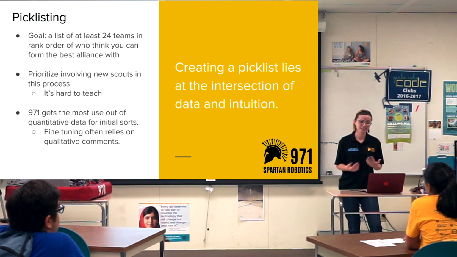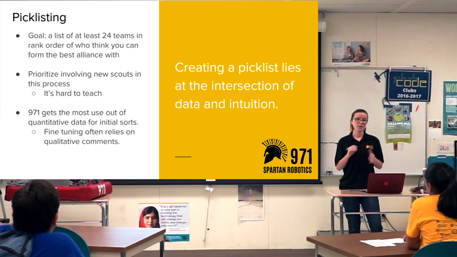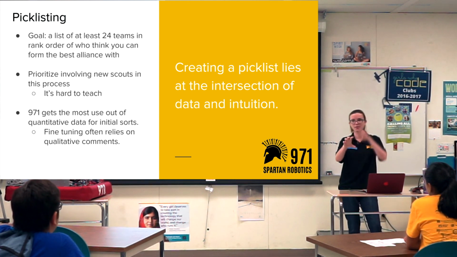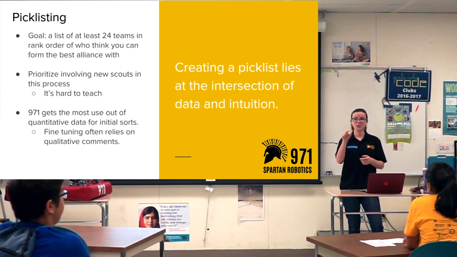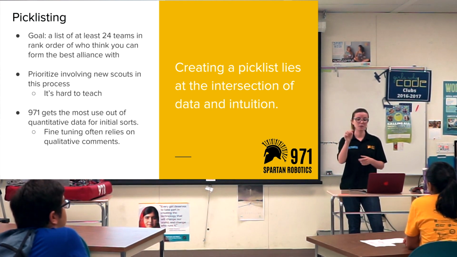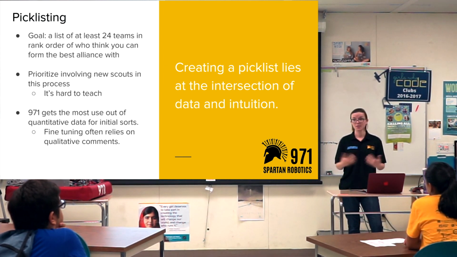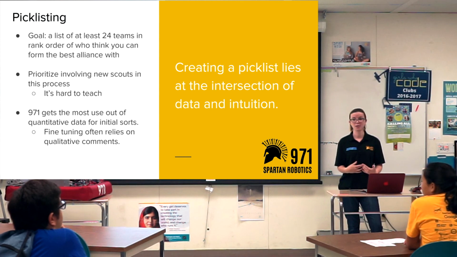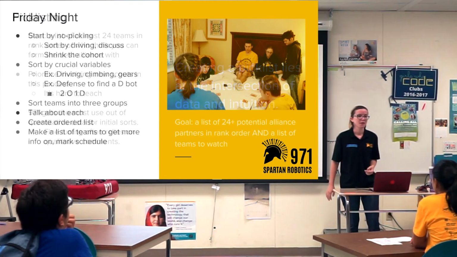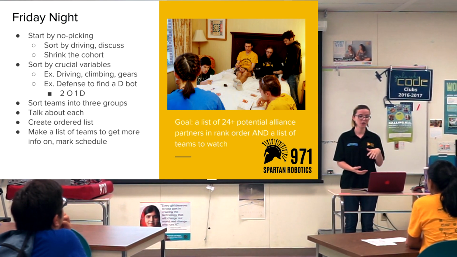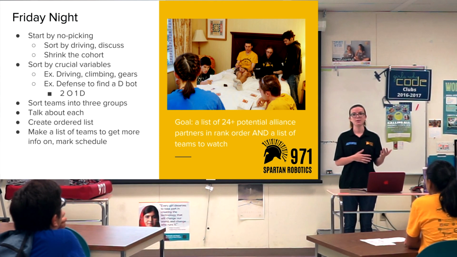And just a note on 971, we get the most use out of our quantitative data for initial sorts, just kind of seeing the rough categories of who's putting up the most points and who's got the best driving and that kind of thing. For the fine-tuning sorting within those broader categories, we rely a lot on qualitative comments. That's sort of just a characteristic of our system, how we've gotten used to doing it. Other teams are successful doing it other ways, but this is what I know. Assuming we've had qualifications all day, and robots have seeded, they've earned a certain amount of seeding points, etc.